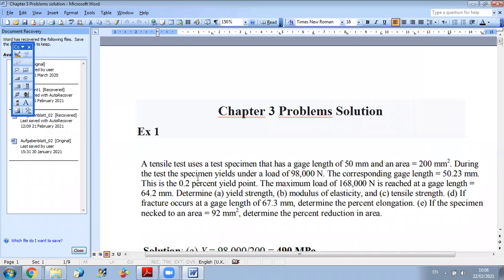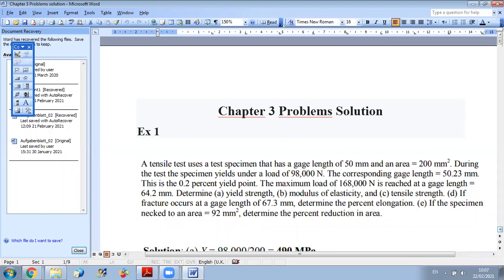During the test, the specimen yields under a load of 98,000 Newton. The corresponding gauge length is equal to 50.23 millimeters. This is the 0.2% yield point. The maximum load of 168,000 Newton is reached at a gauge length of 64.2 millimeters. First, determine the yield strength.